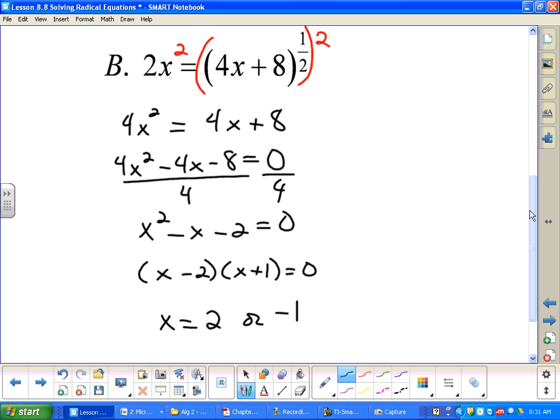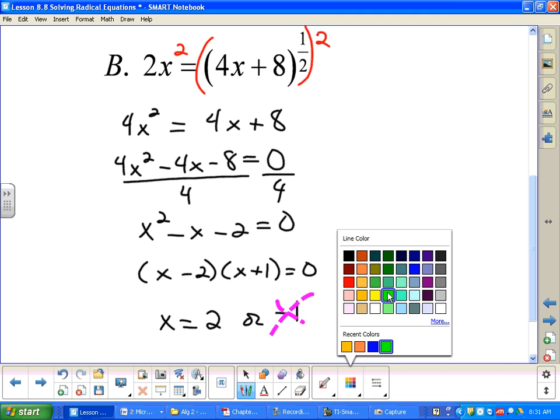And if we go to check it this time, if I put negative 1 in here for x, I'm going to get negative 2 on the left-hand side. And you can't take the square root and get a negative. So negative 1 is extraneous. So my answer is just going to be x equals 2.